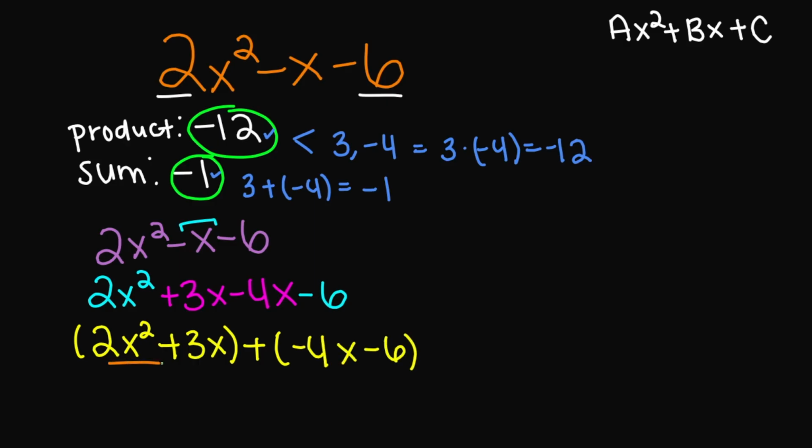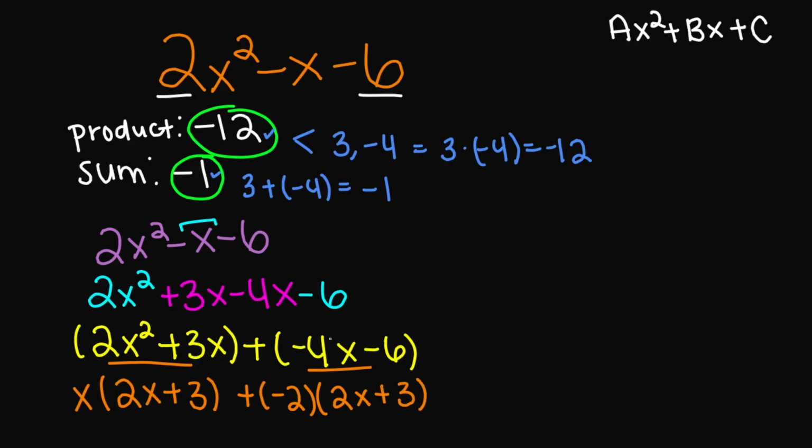Let's look at my first group. What can I factor out of my first group? My first group here, I can factor out an x. If I factor out an x, I'll be left with 2x plus 3 inside parentheses. Plus, let's look at my second group here. My second group here, I can factor out a negative 2. If I factor out a negative 2, I'll be left with 2x plus 3. So all I did here, I factored out my negatives and just made everything inside here positive.